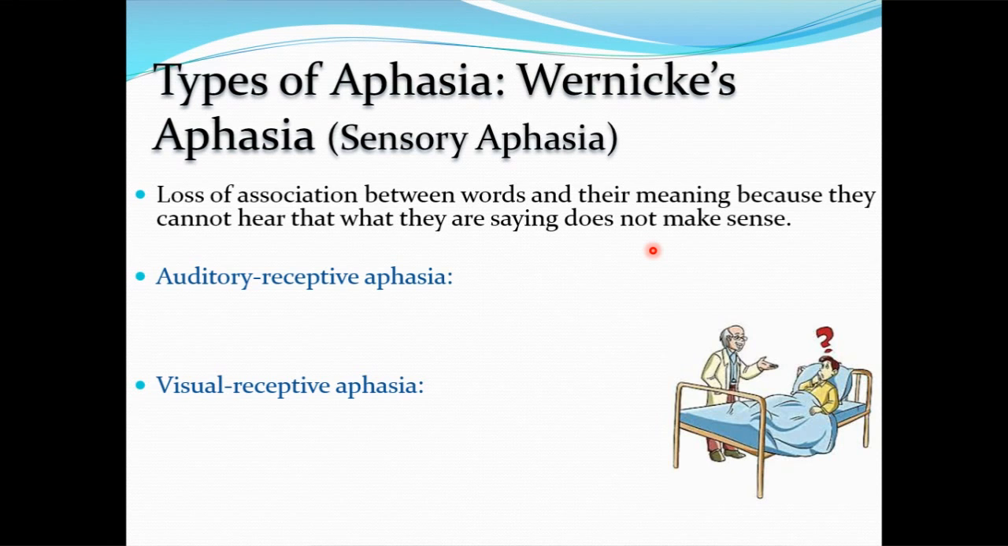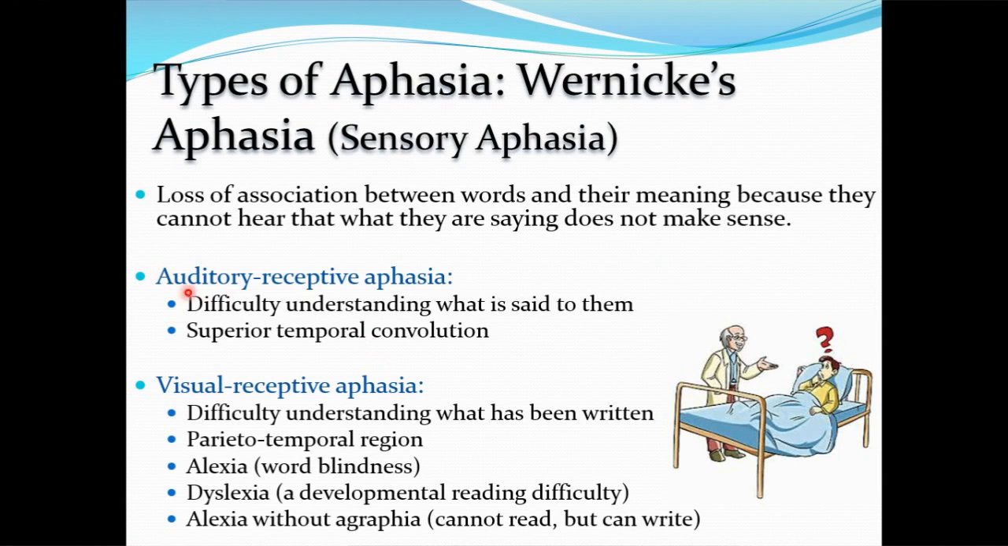But they don't realize that what they're saying isn't making sense, because what they're hearing, they can't hear or understand what they're saying. You get an auditory receptive aphasia and a visual receptive aphasia. Your auditory receptive aphasia is what one normally associates with aphasia. It's the difficulty understanding what is said to them. Damage would be in the superior temporal convolution, as I mentioned.